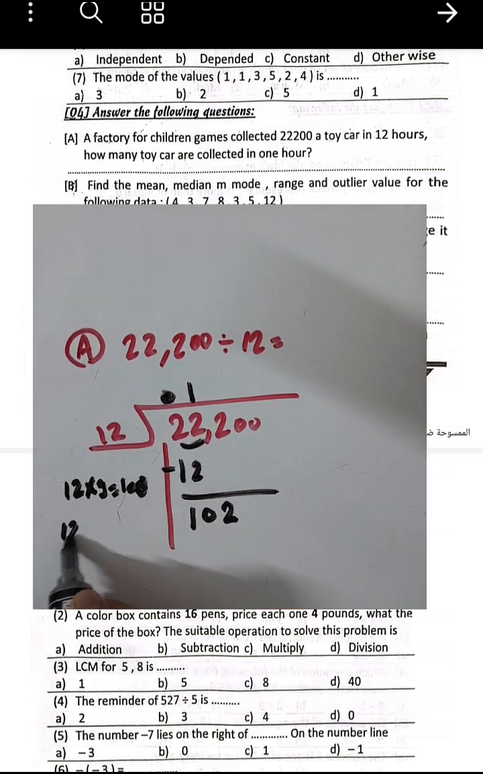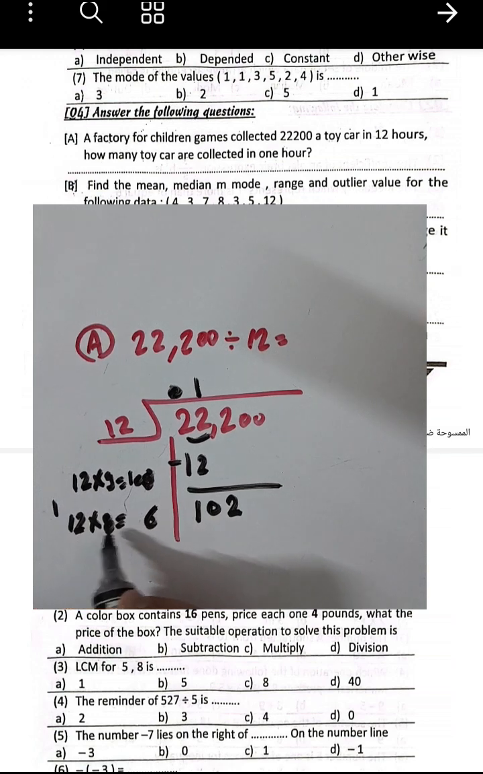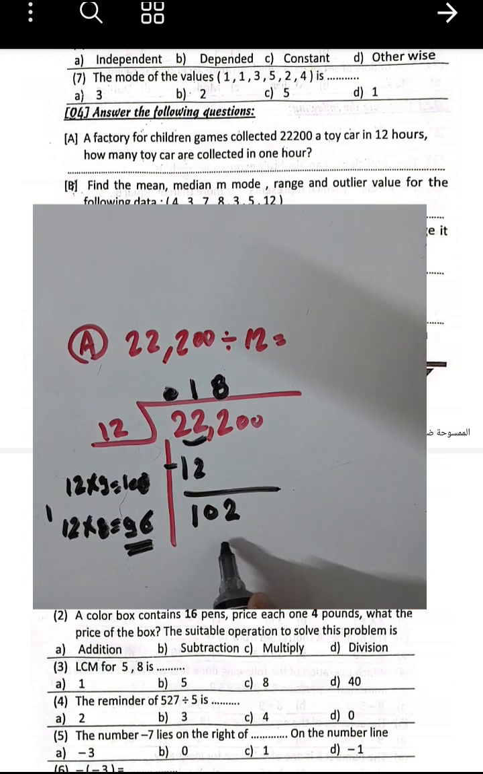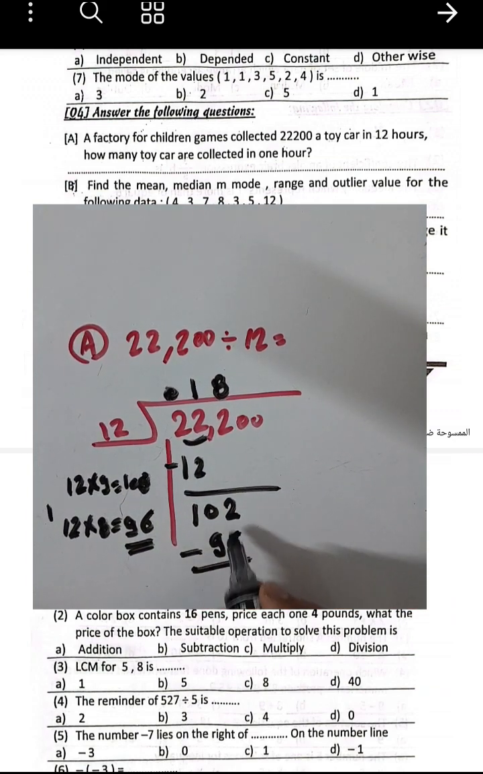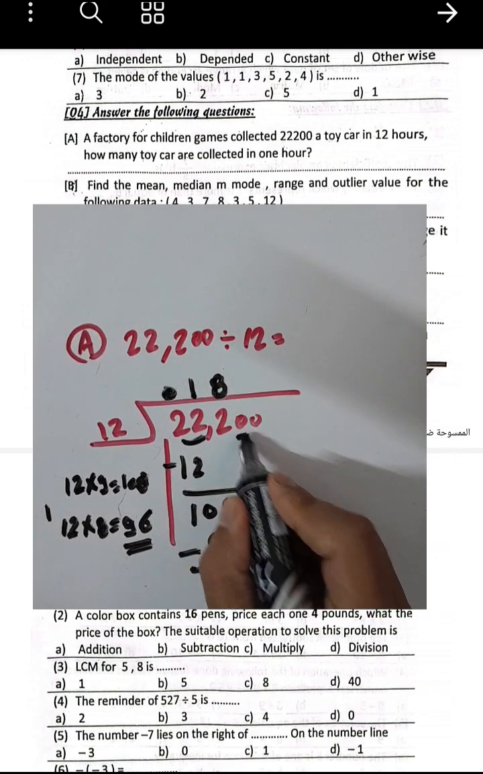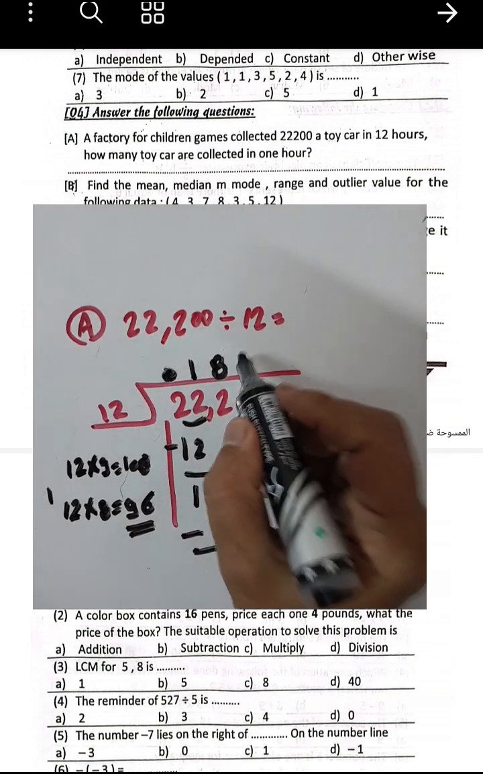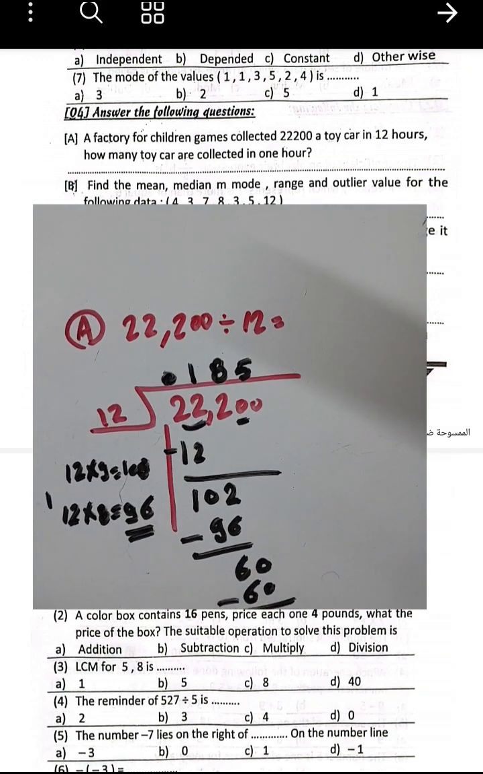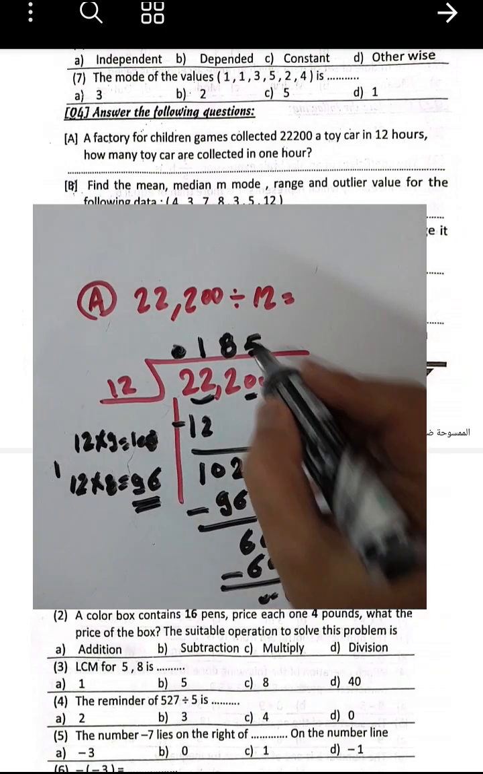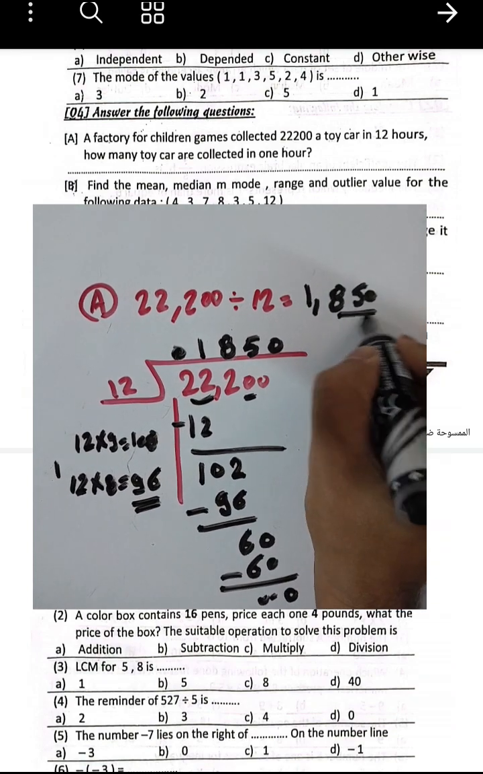And then 12 times 8. 2 times 8 equals 16, 6 and carry 1. 1 times 8 equals 8 plus 1 equals 9. 96. Then we can write 8 outside and find the difference. It will be 6. And then drop 0. 60 divided by 12 will be 5. And then drop 0 again. 0 divided by 12 will be 0. Then the result will be 1850.